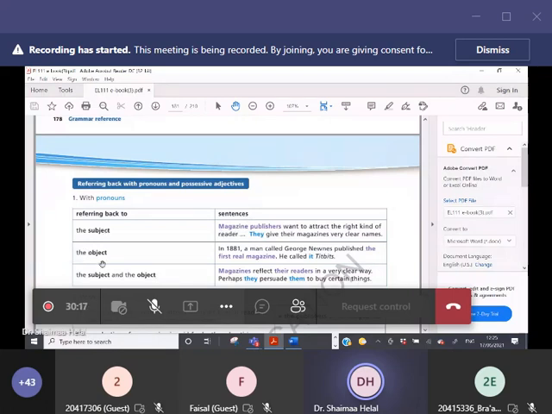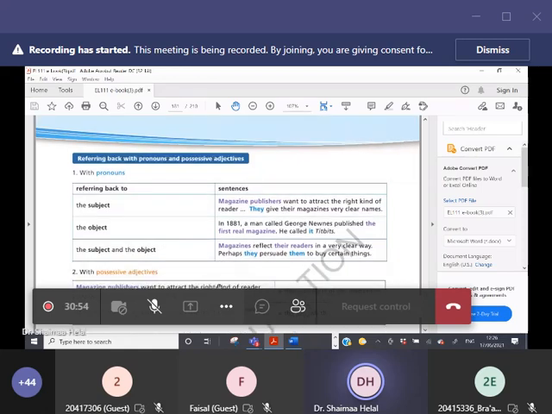Okay? We are going to do the same with the object. In 1881, a man called George Youmans published the first real magazine. Full stop. This is another sentence. He called it. So it here, this is a pronoun which refers back to the object, the first real magazine. Instead of repeating, he called, I'm not going to say he called the first real magazine. Okay, to avoid this kind of repetition, we are going to use pronouns in order to refer back to previous subject, object, or subject and object.